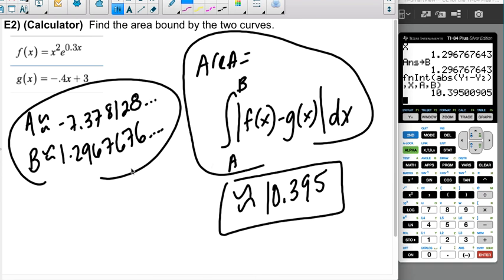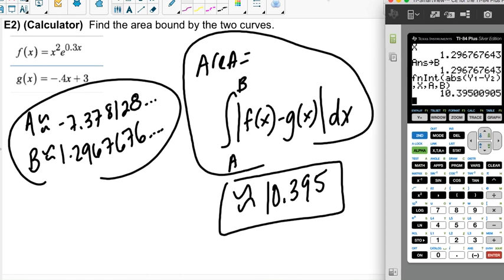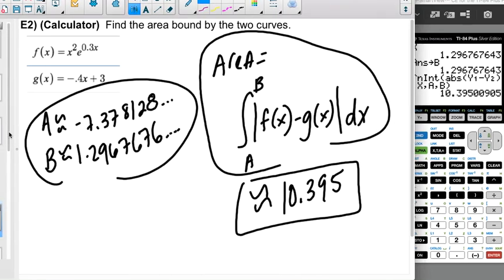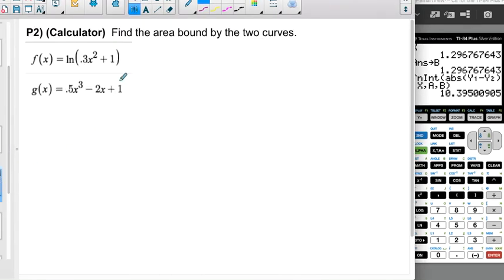You cannot round or truncate to the thousands place unless it's the final answer. Please don't round before your final answer. Please don't listen to anyone that ever tells you to round before your final answer. That's how bridges fall down. That's how buildings fall down. That is not accuracy. Be accurate. Okay. Try P2 on your own.